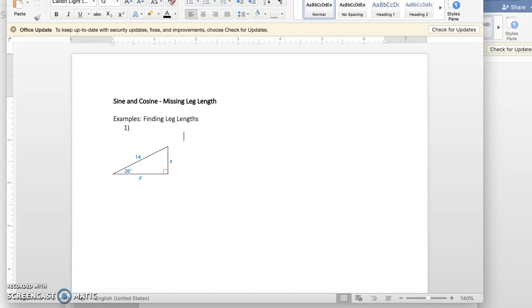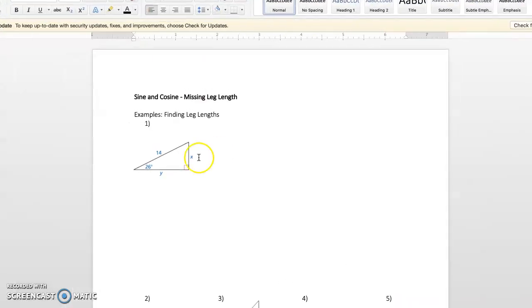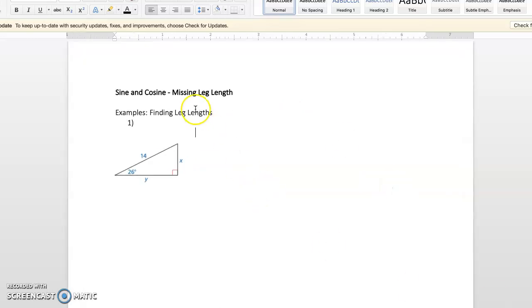Hi boys, I have another video here dealing with sine and cosine. The only difference with this video is we're just going to be focusing on finding missing leg lengths. So you should have a calculator or a phone nearby because you will need it in order to figure out the values of each of the legs, or one depending on the example.